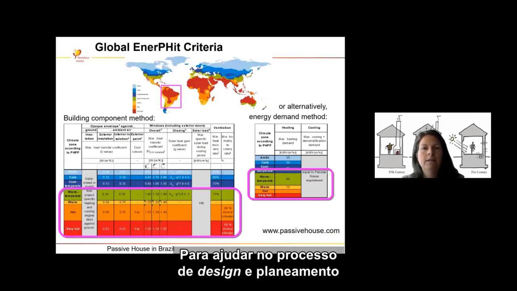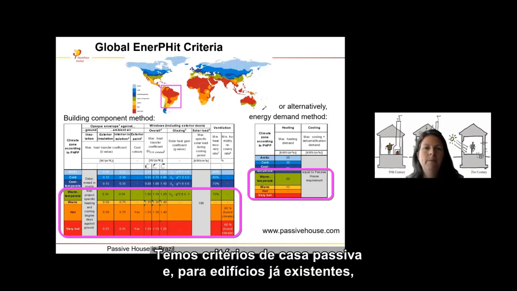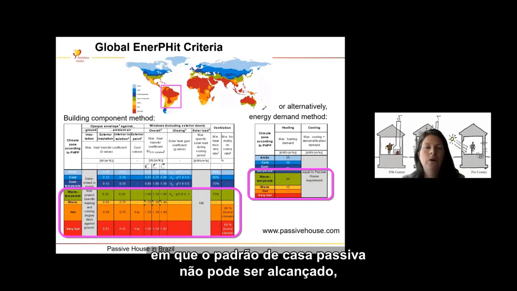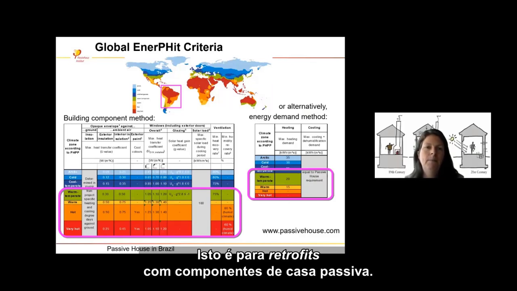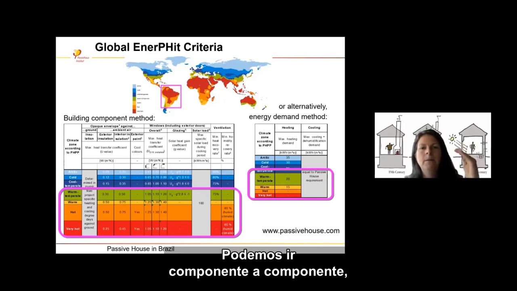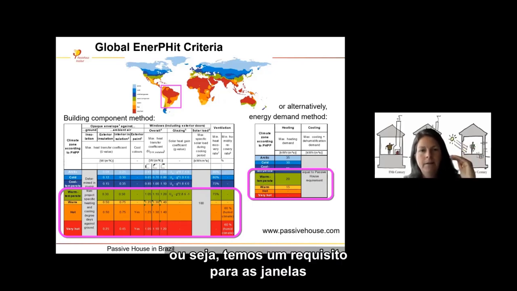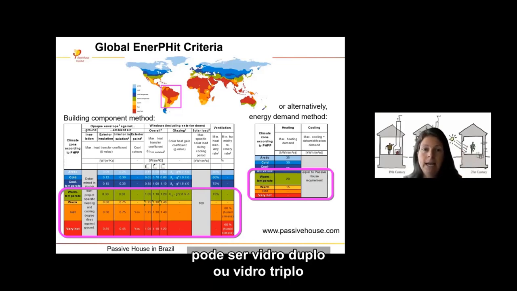To help this design and the planning process, we use global criteria. We have Passivhaus criteria, and for existing buildings where the Passivhaus standard can often not be reached, we have EnerFit criteria. This is for the retrofit with Passivhaus components. 2 methods are available. We can go component by component. So we have a requirement for the windows which we have to fulfill. As I mentioned earlier, this could be a double glazing or a triple glazing requirement.